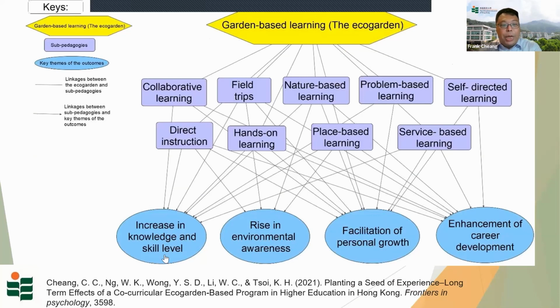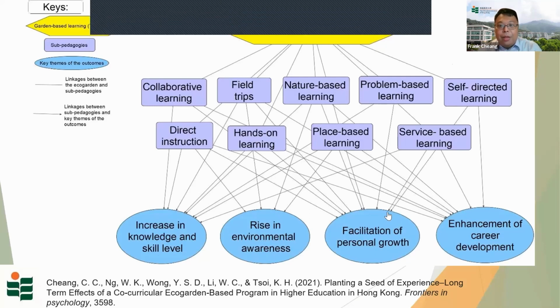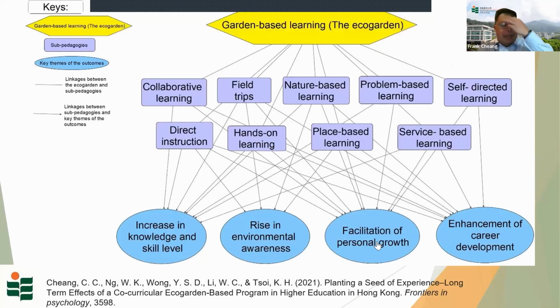In fact, the increase in knowledge and skills levels and the rise in environmental awareness were commonly mentioned by the participants as well as the alumni, I mean those who have already graduated. But, more unexpectedly, when we asked about their feelings or what they had learned from the eco garden, many of the alumni mentioned something related to their personal growth and also their career development.